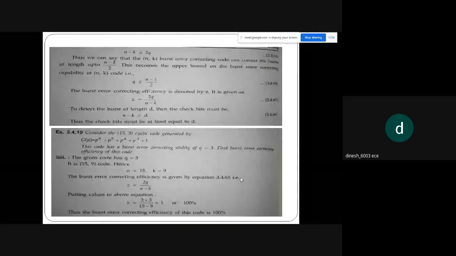So next is your shortened cyclic codes. For an n comma k cyclic code, we'll be using generator polynomials that are divisors.